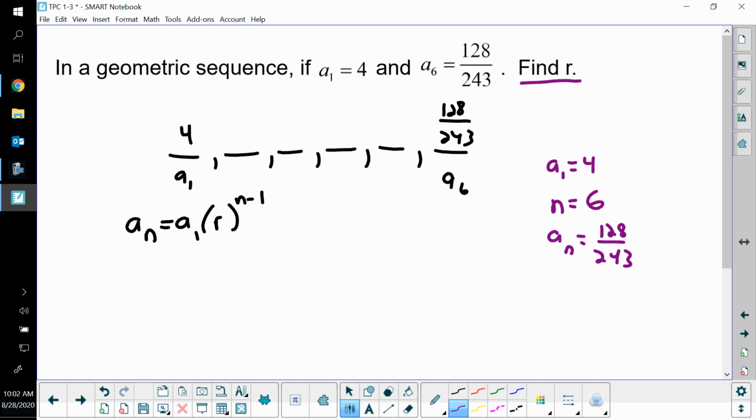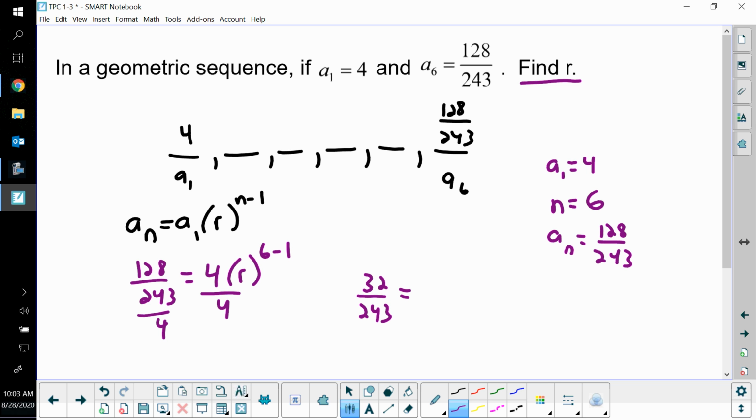So remember, N will always, when you say it, have a TH or an ST or an ND: 5th, 3rd, 21st. A number like that will tell you what the N is. We had the 6th spot, so our AN is 128 over 243. That's equal to 4 times R to the 6 minus 1. We're going to divide 4 over. That'll give us 32 over 243 is equal to R to the 5th.